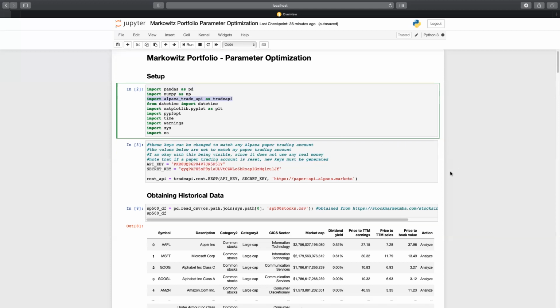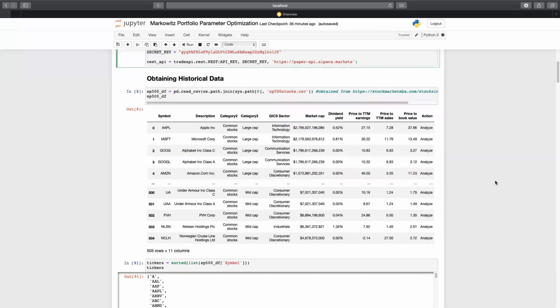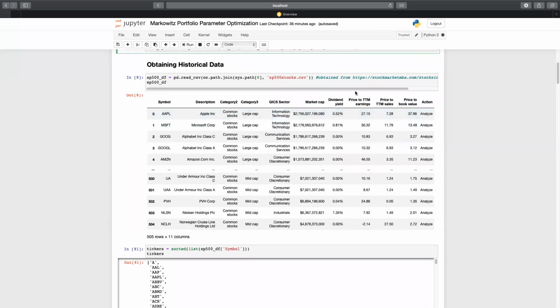Here I'm setting up my connection to the API, and then I'm going to go ahead and get historical data. The portfolio that I'm going to be implementing is going to be looking at the 500 or so stocks that are in the S&P 500 index. These are 500 of the top US stocks out there in the market.